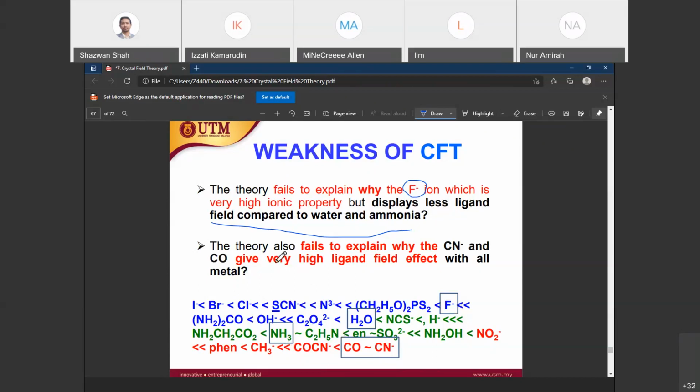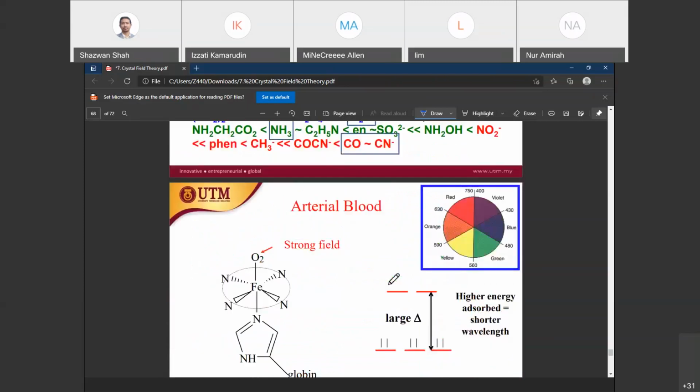And the theory also fails to explain why CN and CO give a very high ligand field effect with all metals. Okay, so these are the weaknesses of CFT, which are overcome by the next theory that you are going to learn, which is the molecular orbital theory.